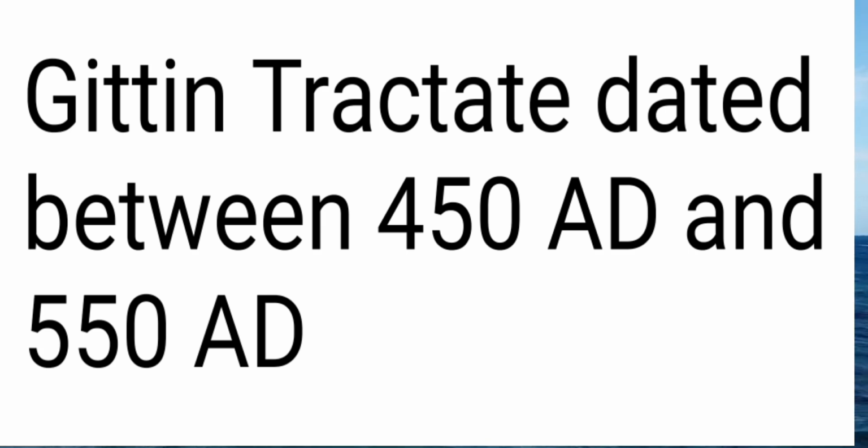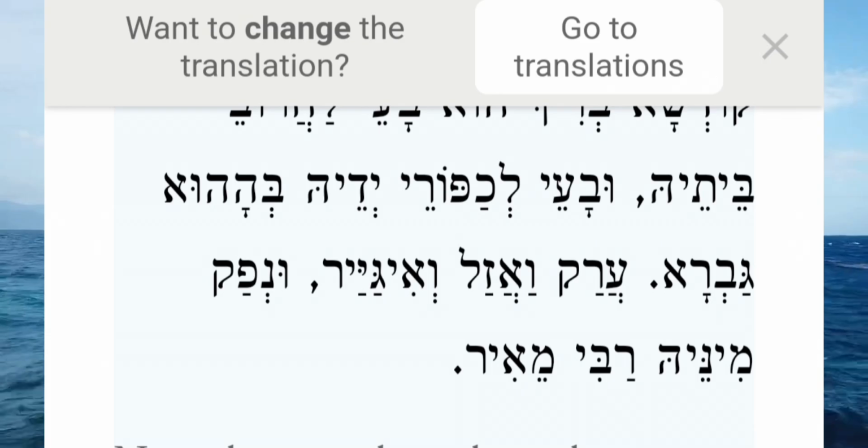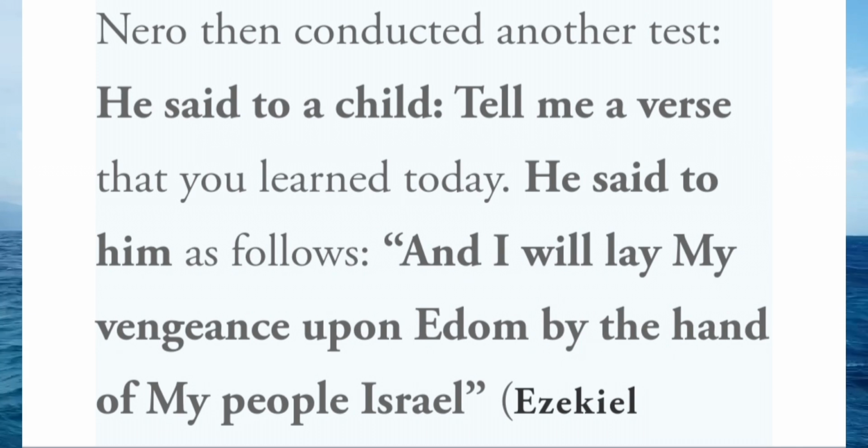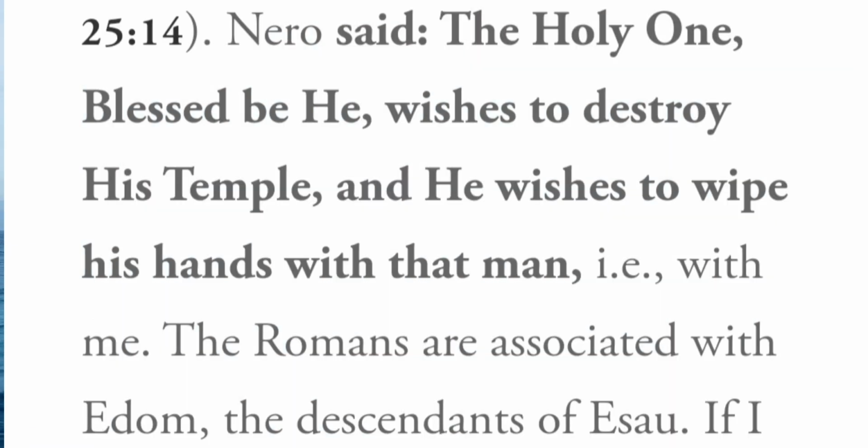Now, where does Nero come from? They subtract from 450 AD, and it states here, Nero then conducted another test. He said to a child, "Tell me a verse that you learned today." He said to him as follows, "And I will lay my vengeance upon Edom by the hand of my people Israel." Nero said, "The Holy One, blessed be he, wishes to destroy his temple, and he wishes to wipe his hands with that man, i.e. with me." It says the Romans are associated with Edom.